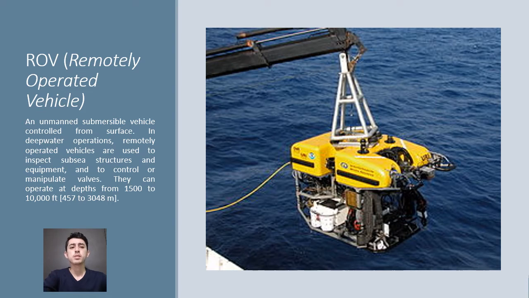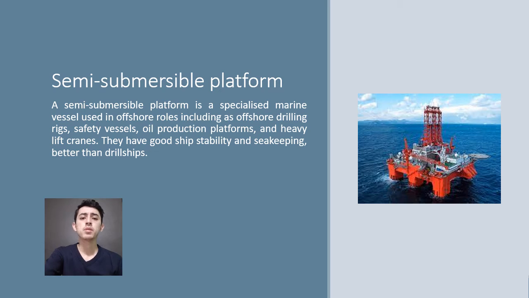The next is remotely operated vehicle. It's an unmanned submersible vehicle controlled from surface. In deep water operations, remotely operated vehicles are used to inspect subsea structures and equipment and to control or manipulate valves. This is semi-submersible platform. It's a specialized marine vessel used in offshore roles, including as offshore drilling rigs, safety vessels, oil production platforms, and heavy lift cranes. They have good ship stability and seakeeping, better than drill ships.